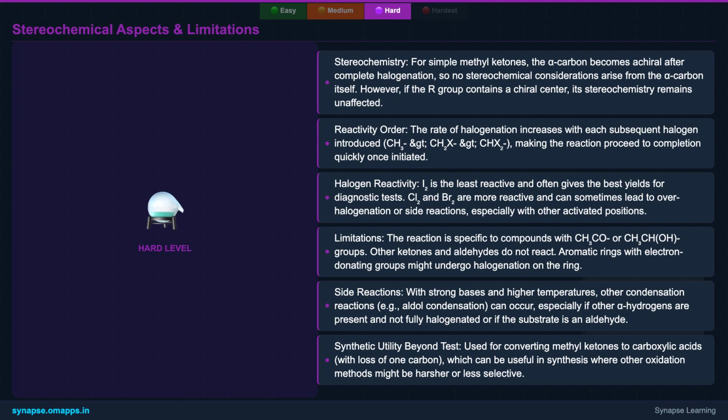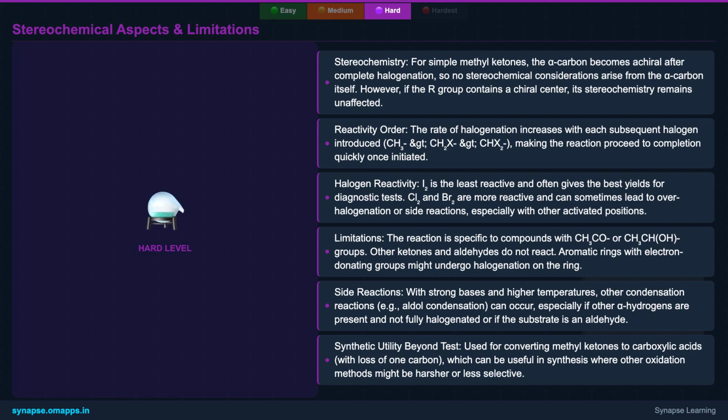The reaction's primary limitation is its specificity to compounds with the CH3-CO or CH3-CH(OH) groups. Other ketones and aldehydes typically don't react. Careful control of conditions is vital to minimize side reactions like aldol condensation, especially with more reactive halogens or at higher temperatures. Synthetically, it's a valuable method for converting methyl ketones to carboxylic acids, effectively shortening the carbon chain by one carbon atom.